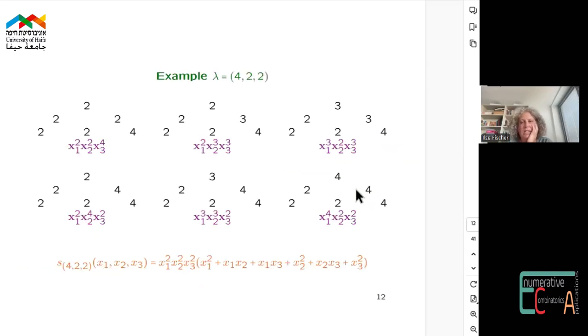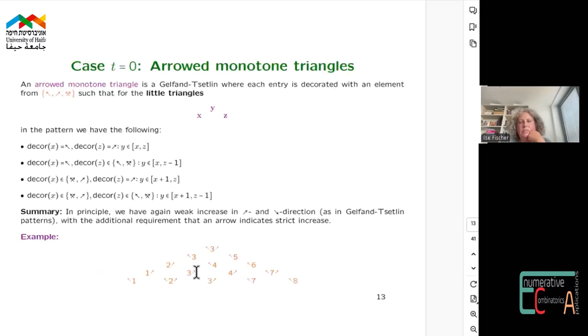Here I've done an example of how to compute the Schur function of the partition 4, 2, 2. You take all Gelfand-Tsetlin patterns where you take the reverse partition as the bottom row. You compute all of them, you compute the weights, and then you sum the weights, and that's how you get the Schur function. So Gelfand-Tsetlin patterns are a combinatorial model for Schur functions.